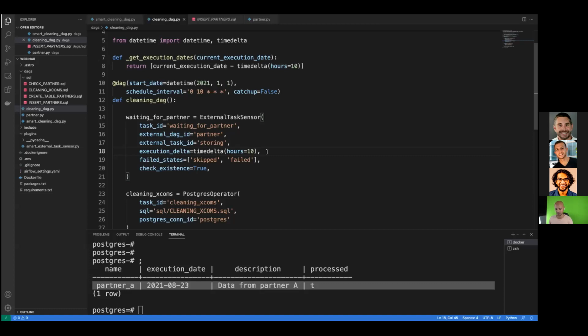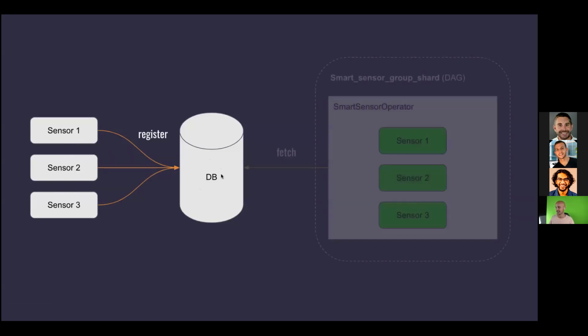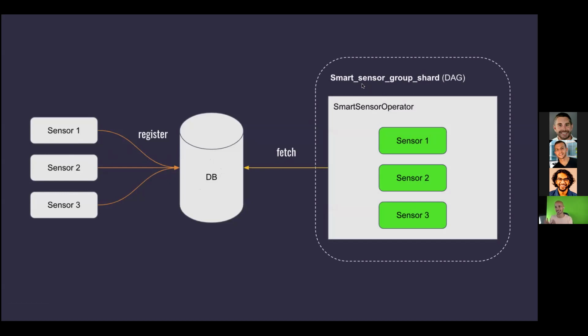Now, how does it work exactly? Well, first, sensors work in two different steps. The first step is to register, to serialize basically your sensors within the database. So let's imagine that you have some smart sensors here. Those smart sensors will get serialized by using JSON within your database. And then you will have a smart sensor group shard, which is nothing more than a real DAG. Okay, so a smart sensor group shard is a real DAG with a start date, a schedule interval, and so on, that will be in charge of instantiating a smart sensor operator where the different smart sensors will be triggered in batches.